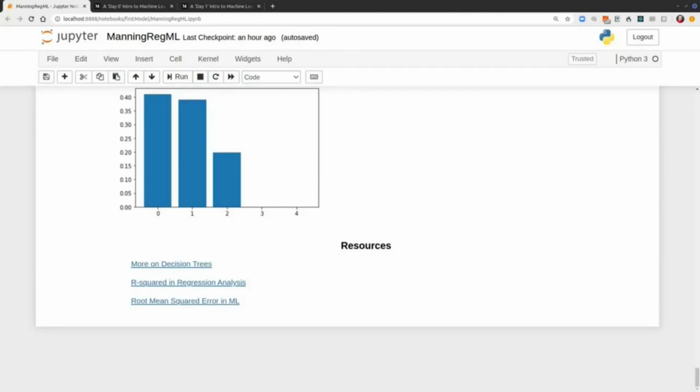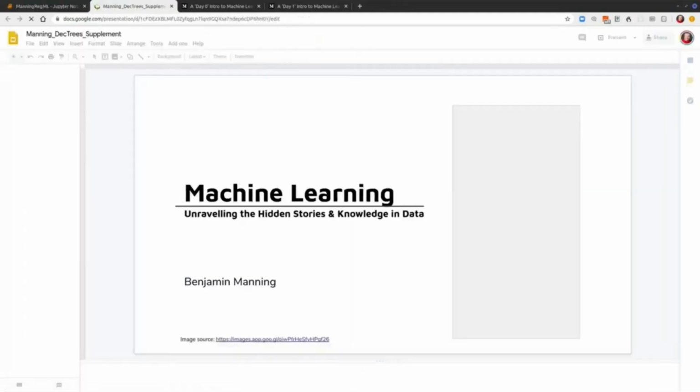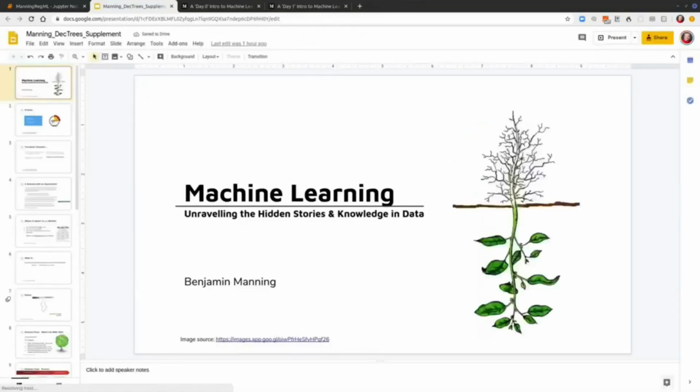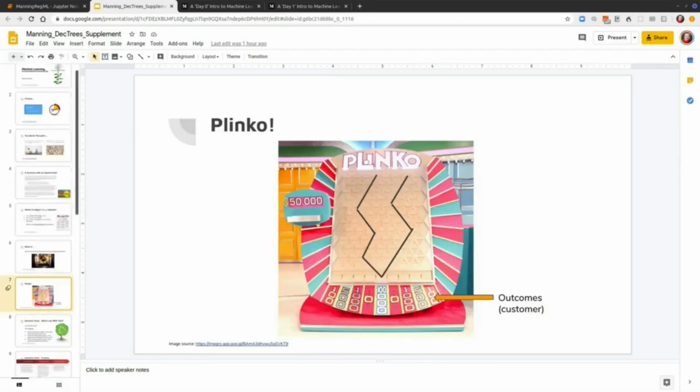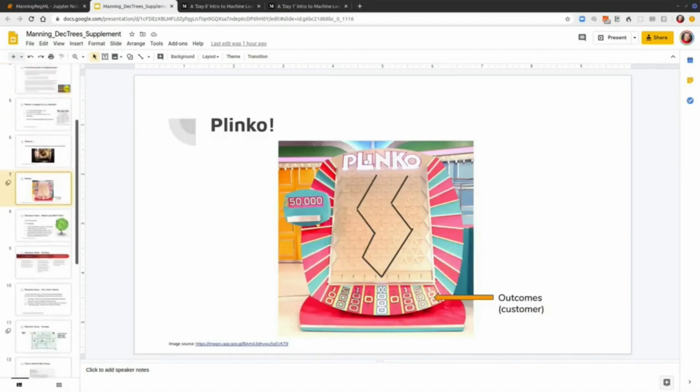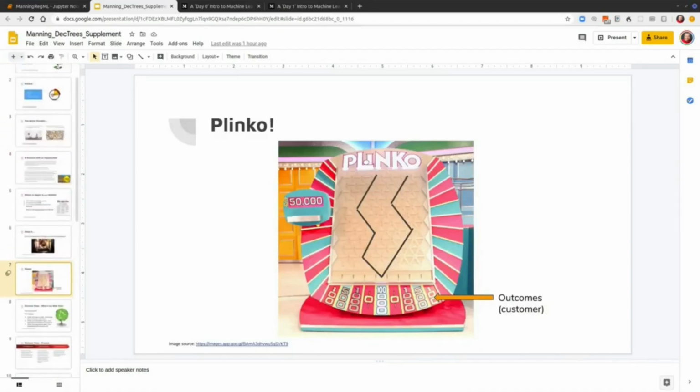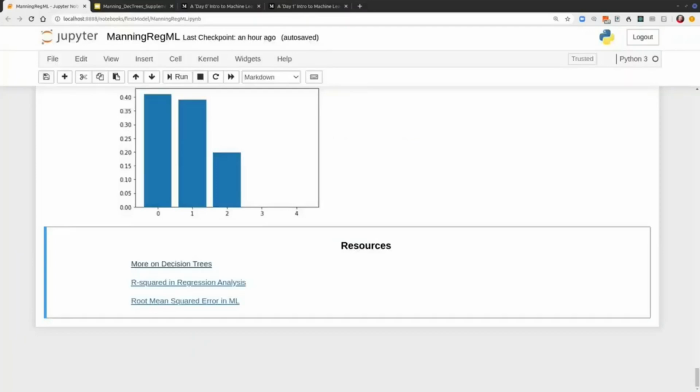I got some resources here at the very end. I put together a quick presentation not too long ago on decision trees. If you want to dive into what these are and how they operate, I've got a really neat little Plinko exercise in here if you're a big fan of The Price is Right. Download this if you'd like. View this in full screen format because it's got a lot of animations in it. It'll walk you through what decision trees are.